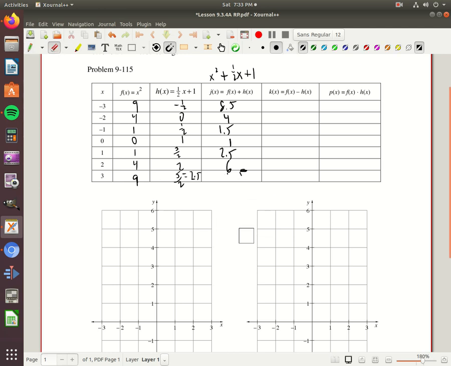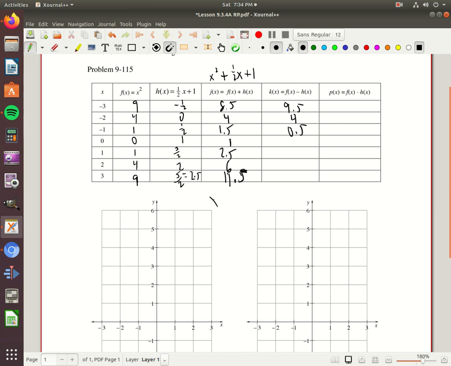I mean, in theory, what should happen is I should get 9 minus 1/2. I'm sorry, minus a negative 1/2. That should add and give me 9.5, right? And 4 minus 0 should give me 4. And 1 minus 1/2 should give me 1/2. So let's see if that's the case.